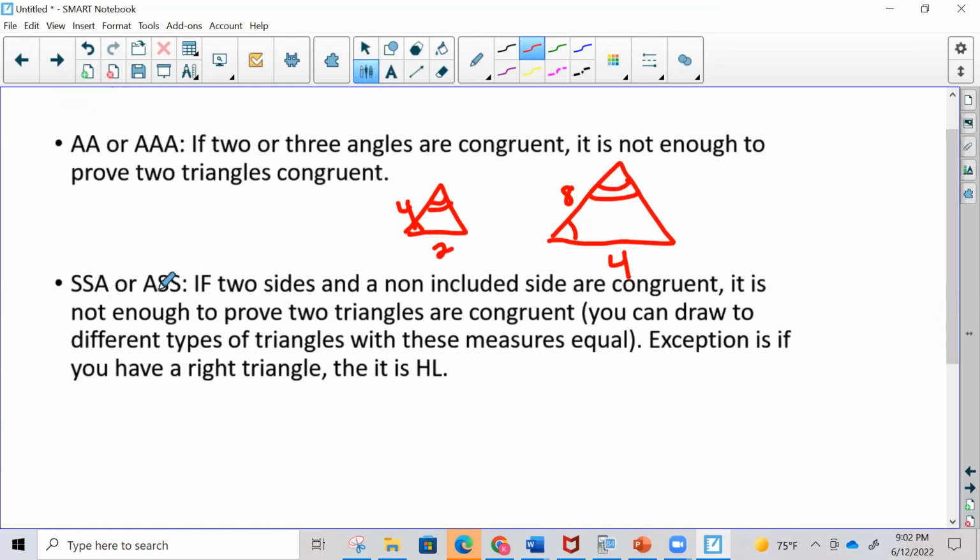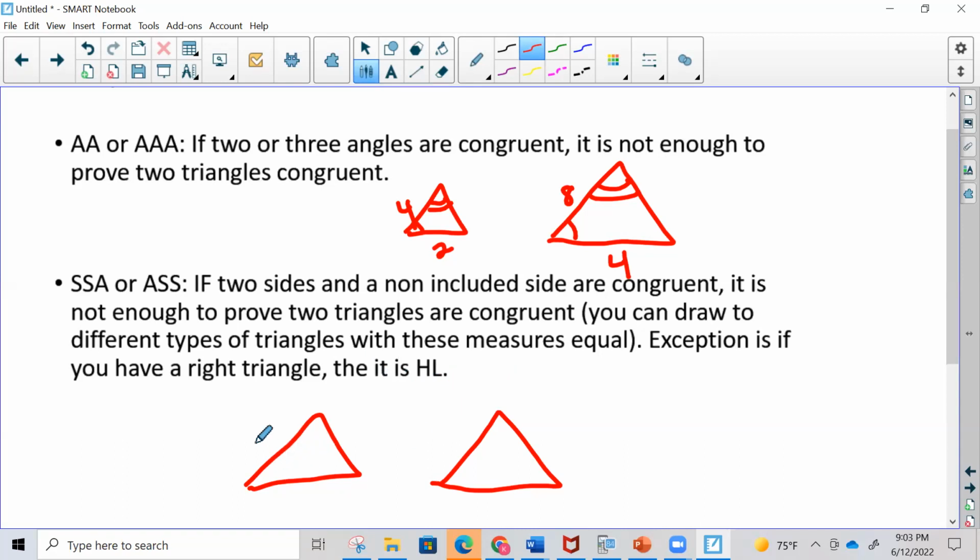And then angle, side, side, or side, side, angle. So just note, angle, side, side spells a bad word. You can remember that that's the one that doesn't work, or if it spells it backwards. So what this looks like is if you have 2 sides and a non-included angle congruent, it's not enough information, not enough to prove the triangles are congruent. You can technically have either an obtuse or an acute triangle when that happens. The exception is if you have a right triangle, then it's HL.